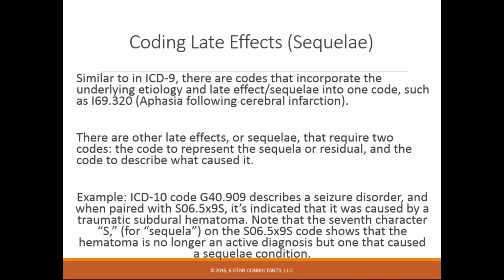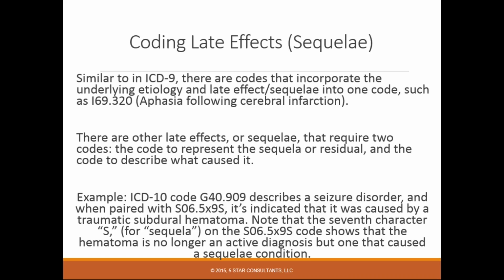Some of the codes incorporate the etiology and the late effect or sequelae into one code, such as aphasia following cerebral infarction. That's I69.320. And then there are others that require two codes, one for the sequelae or residual, and then the code to describe what caused it. Now, I'm going to give you two different examples. You have a seizure disorder, and that's G40.909. When it's paired with the traumatic subdural hematoma, S06.5X9S, the 7th character is the sequela, and the S06.5X9S code shows that the hematoma is no longer active, but was what caused the sequela.